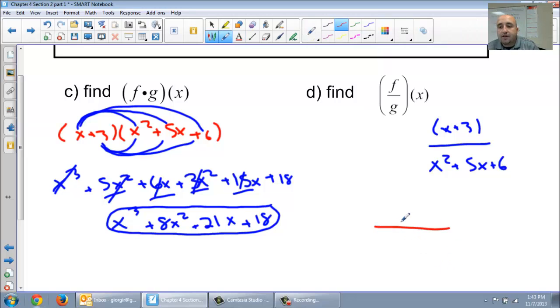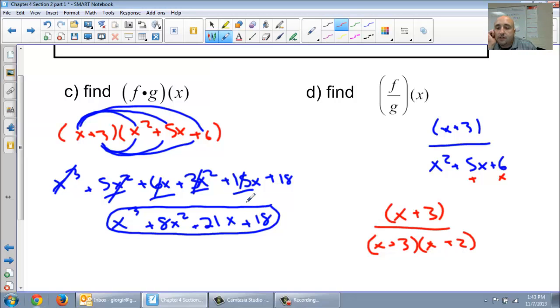On top, there's nothing I can factor. It's just x plus 3. Now, on the bottom, I can factor that as an x squared to x and x. What two numbers multiply to be 6 but add to 5? Hopefully you know that that's 3 and 2.